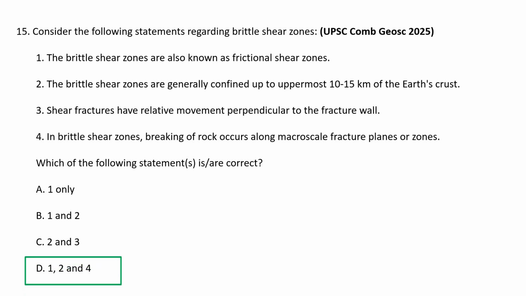The correct statements regarding the brittle shear zones are 1, 2 and 4. The brittle shear zones are also known as frictional shear zones, and they are generally confined to the uppermost part, that is, 10 to 15 kilometers of the Earth's crust. And in brittle shear zones, breaking of rock occurs along macroscale fracture planes or zones. So that's why D is the correct option.